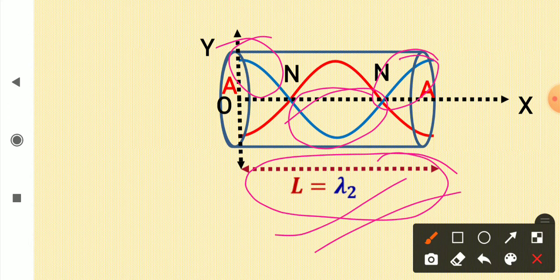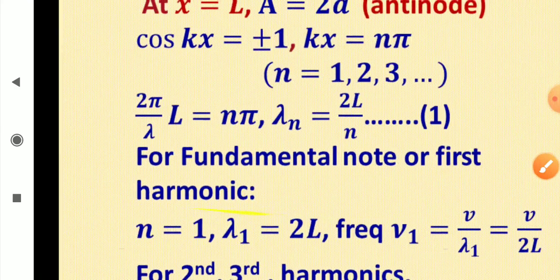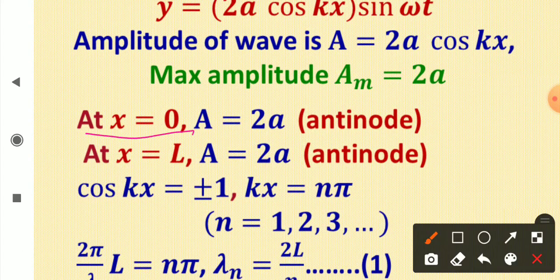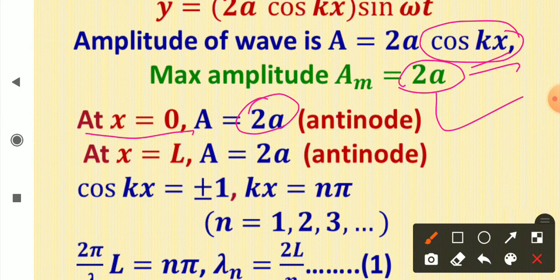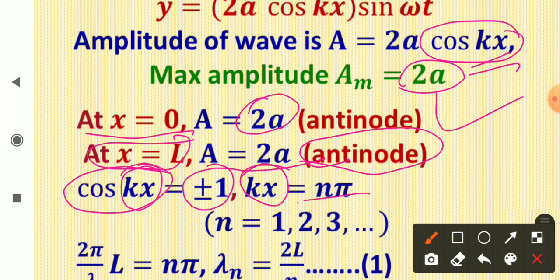So second possibility is L is equal to lambda 2. And let us look at its mathematical part. Now at x is equal to 0, when you put x is equal to 0, cos 0 is equal to 1, or A is equal to 2a. Antinode, maximum displacement. At x is equal to L also we get an antinode, maximum displacement. So for that the value of cos kx should be equal to plus minus 1, or the angle kx should be equal to n pi, where n is equal to 1, 2, 3.